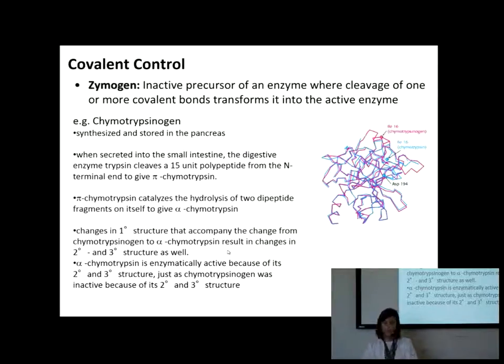Another way is to remove groups from an enzyme, a protein. This example is a zymogen. A zymogen is an inactive precursor of an enzyme, where we're going to cleave one or more covalent bonds and transform it into an active enzyme. So chymotrypsin is an example of this. All right, does anybody know what chymotrypsin does? Anybody ever use that? Chymotrypsin chops proteins. It will chop proteins.